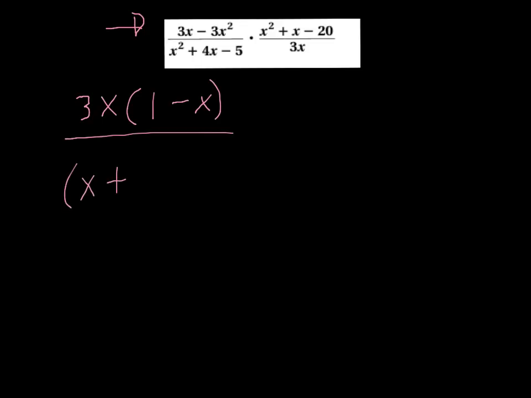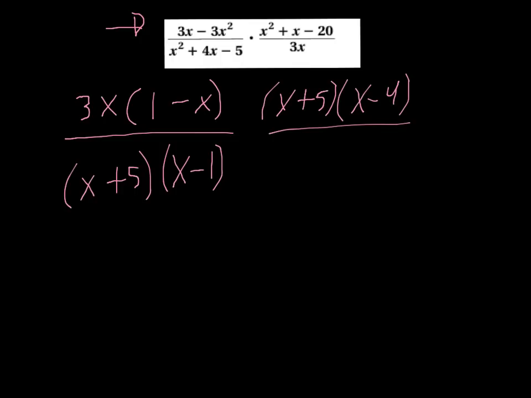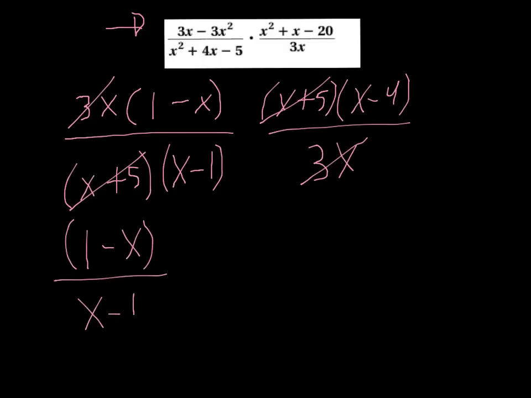x plus 5, x minus 1. That would give us a minus 5 on the end and a plus 4x in the middle. On the numerator on the top right here, we have x plus 5 and x minus 4. And on the bottom, we just simply have 3x. Now let's see here. If we take our 3x and 3x, that cancels out, and our x plus 5 and our x plus 5 cancels out, and we're left with 1 minus x over x minus 1 times, on the numerator side, x minus 4.